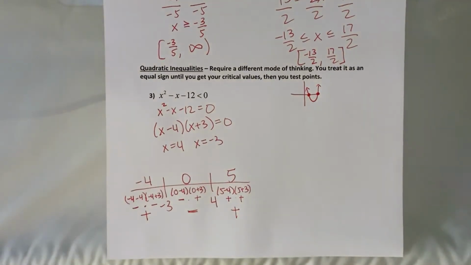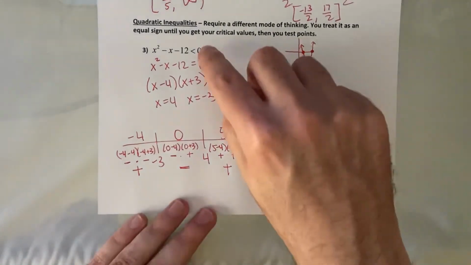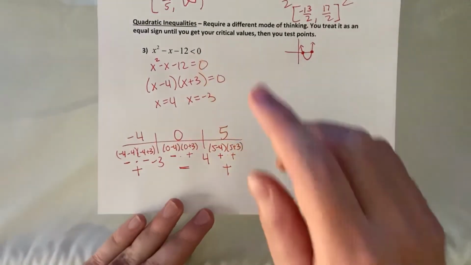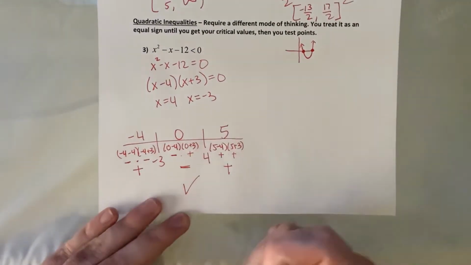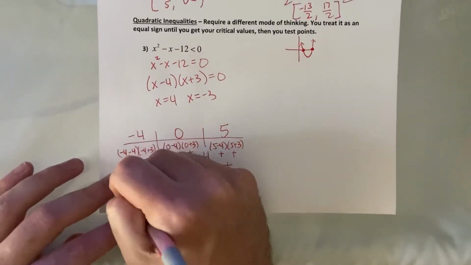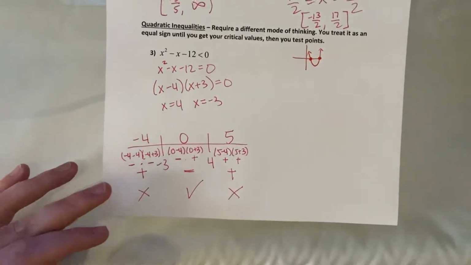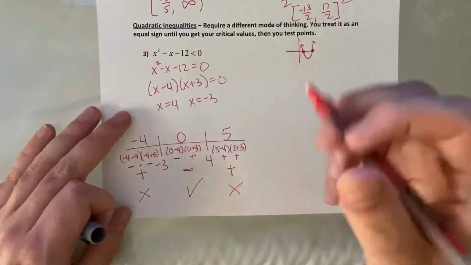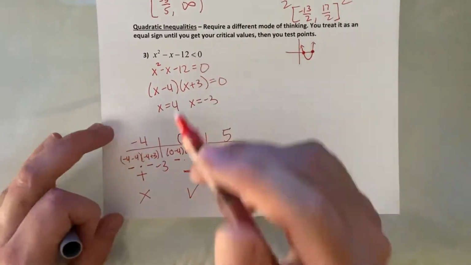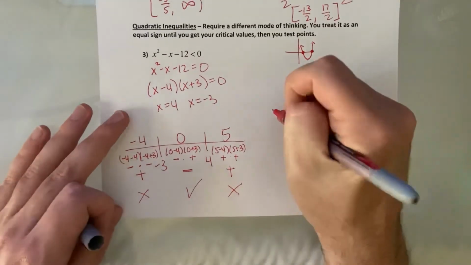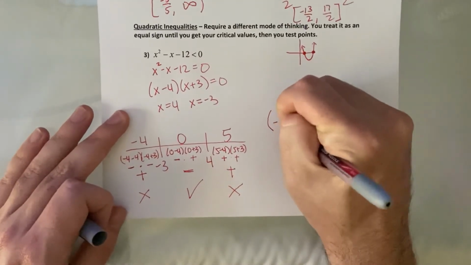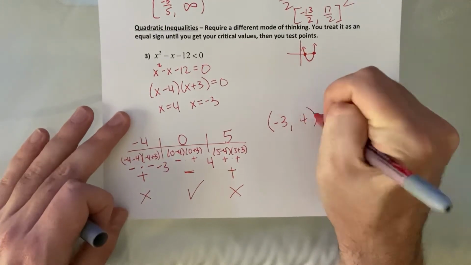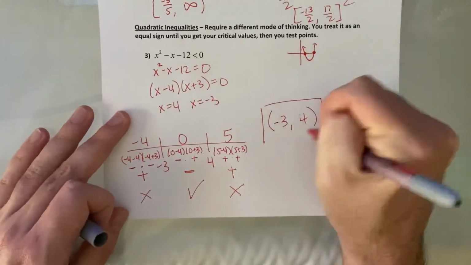Now, which one are we looking for? We're looking for numbers that are less than 0. So that means this is a solution, but these two are not. So that means all the numbers from -3 to 4 are solutions. Now, it's a less than sign and not a less than or equal to sign, so we use parentheses. So everything from -3 to 4 is my solution set.